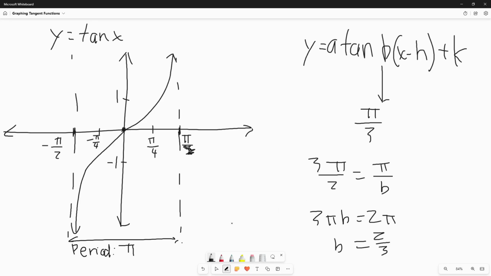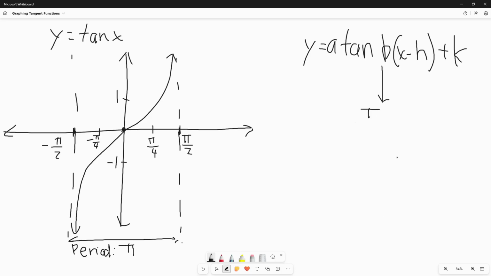And that's how you get the period from the tangent function. Now let's talk about the h, which is the horizontal shift. This is pretty easy. You just look at the point where it crosses the x-axis and see which point it is. So right now it's at (0, 0). If it was at (pi over 2, 0), then h would be pi over 2.